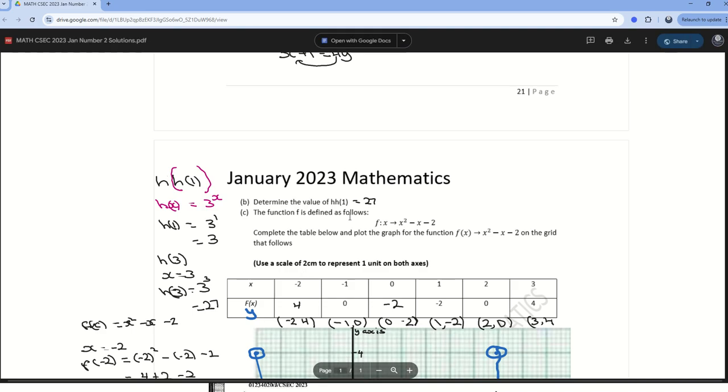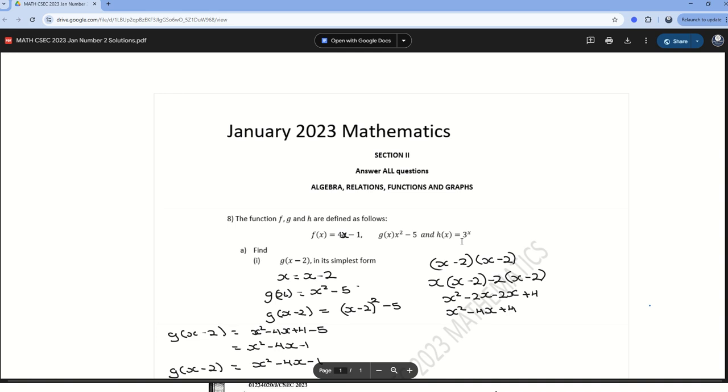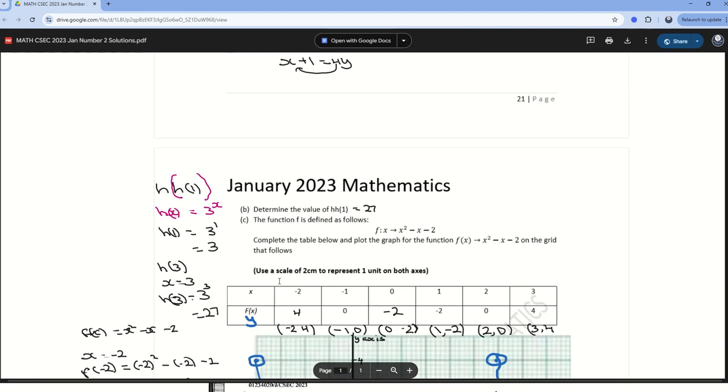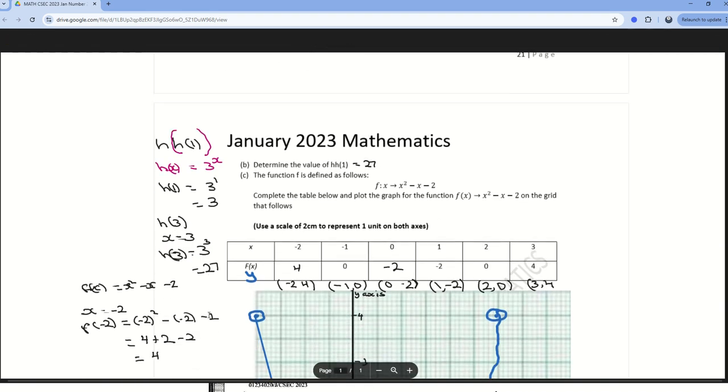Again, guys, it is a composite function. You would separate the two, so h and h of 1, right? h of 1 is in brackets. What is h of 1? h of 1 would be 3 to the power of 1, which is 3. So we have now h of 3, which is 27.